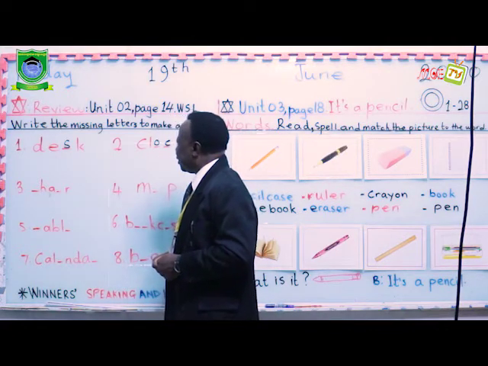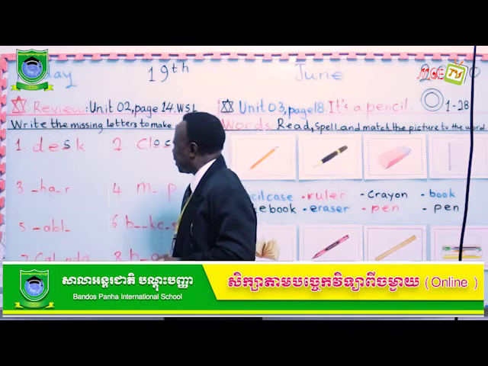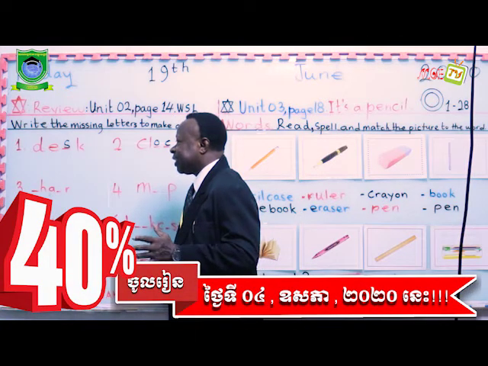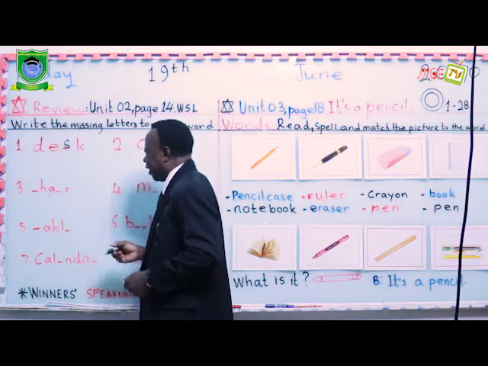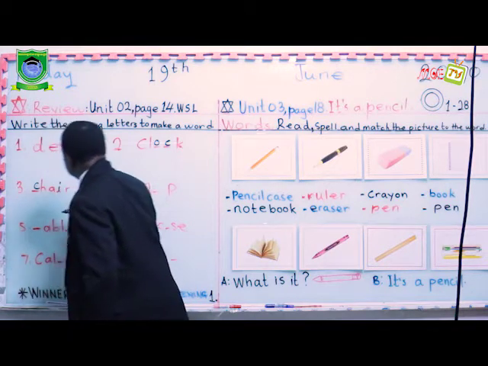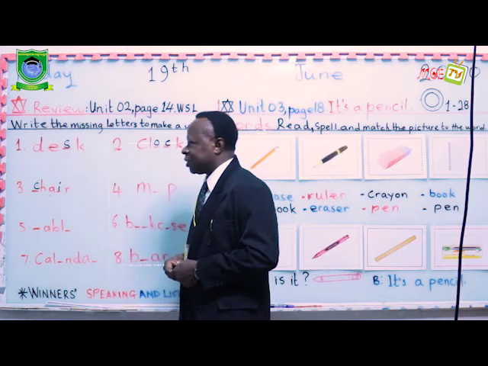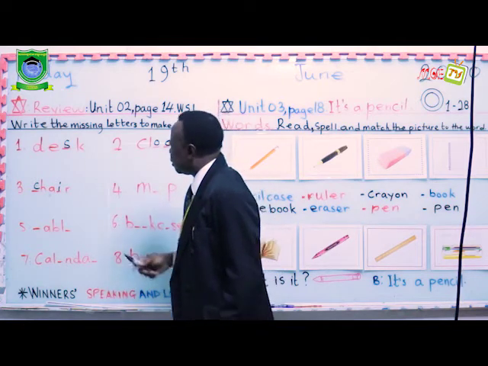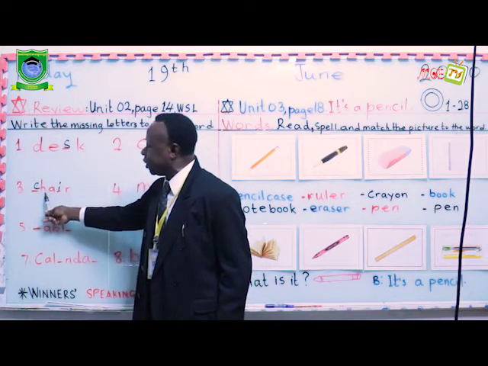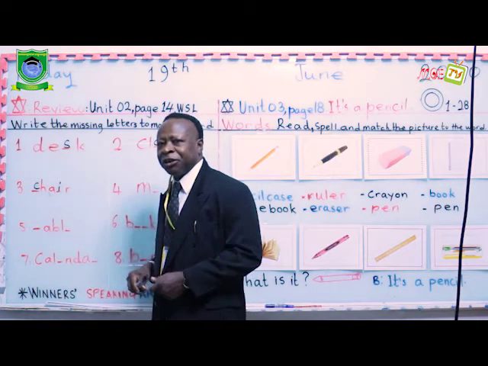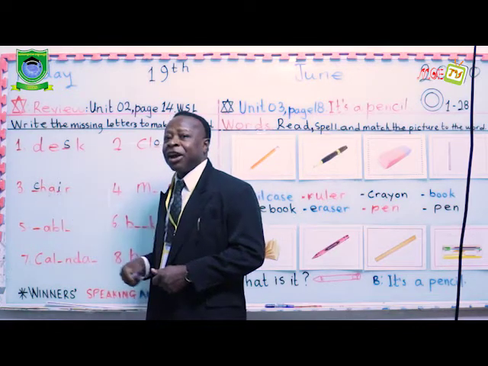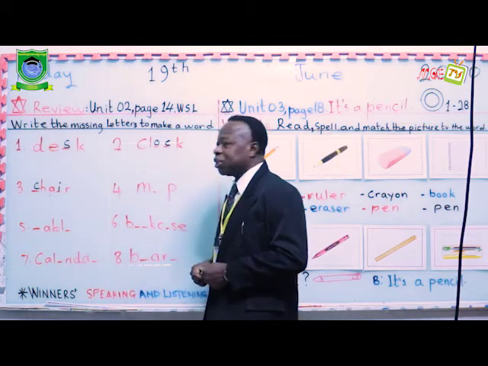Number three. Shiny, can you tell me the missing letters of number three? You've learned already. C and I. Very good, C and I. So I'll write down letter C and I. How to pronounce this, the whole class? Chair, chair, chair. Can you spell together with me? C-H-A-I-R, chair. Again, C-H-A-I-R, chair. Well done. Let's move on to number four.